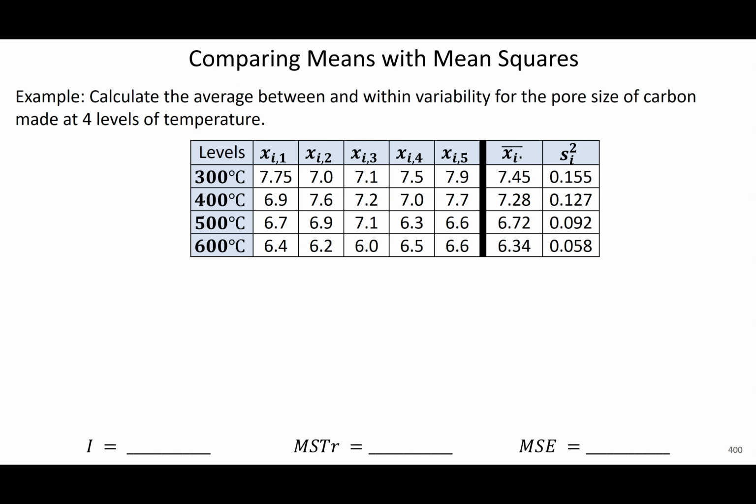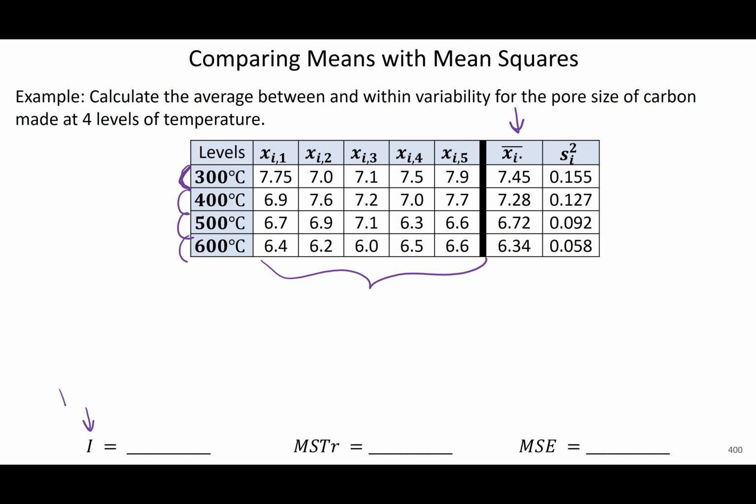Okay, so now we're going to take the sample data. This is all the data for that temperature and carbon pore size example. These are my 20 observations. This is the mean for each group. So at the 300 degrees Celsius temperature, the average pore size was 7.45, and this was the variance of that sample. And you could look at it for each level there.